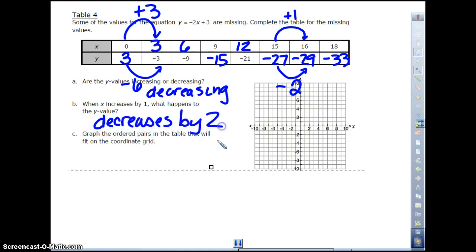Now graph your ordered pairs. Let's graph the ordered pairs and complete this sheet. 0, 3. 3, negative 3. 6, negative 9. And I think that's all we can graph. Does it look like it falls on a straight line? Yeah, it does. And it should look like it falls on a straight line. All right? Well, good job, guys.